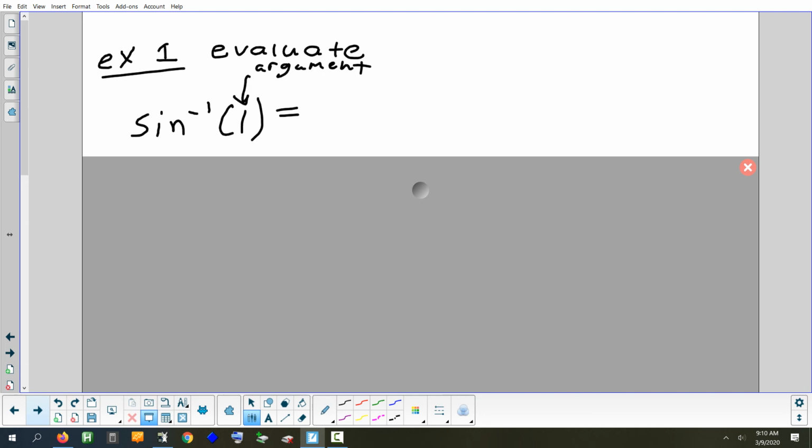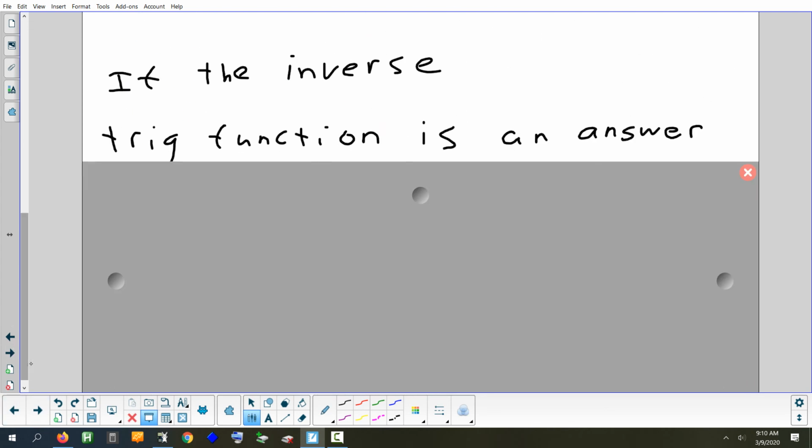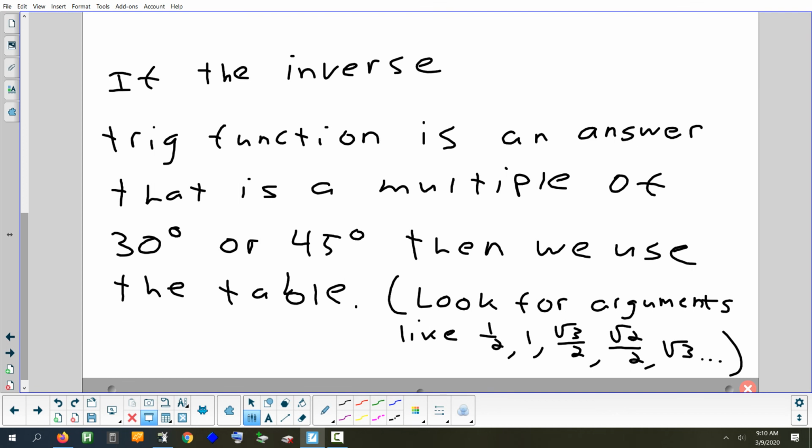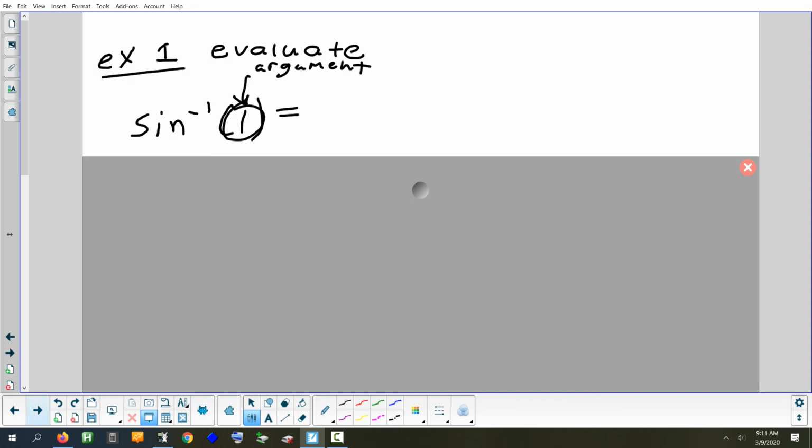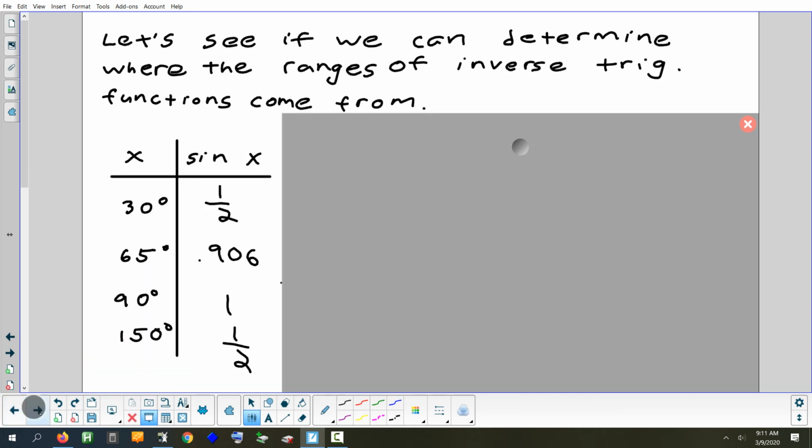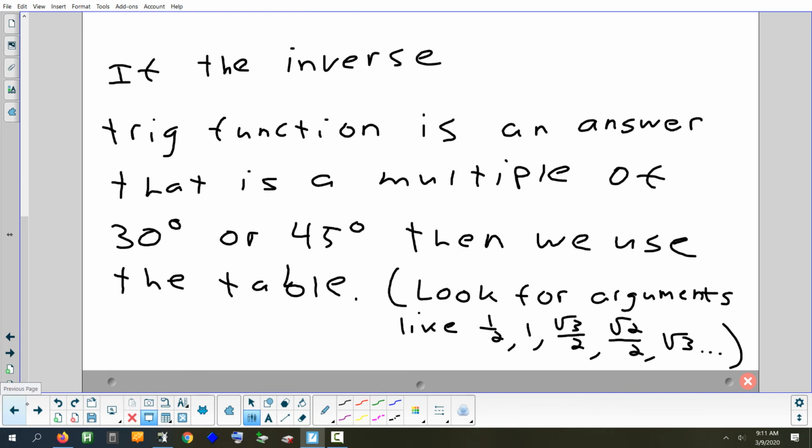So the kind of numbers you're going to see on this chart are numbers like this. You're going to see ones, negative ones, halves, root 3 over 2, root 2 over 2, root 3s, or negatives of anything I just said. If the argument, which is the thing right here, the thing that I just circled, looks like any of those in parentheses, then you know you can use this chart.